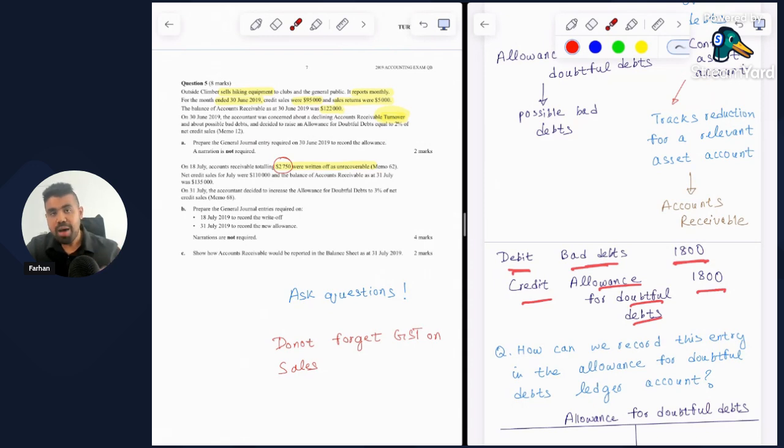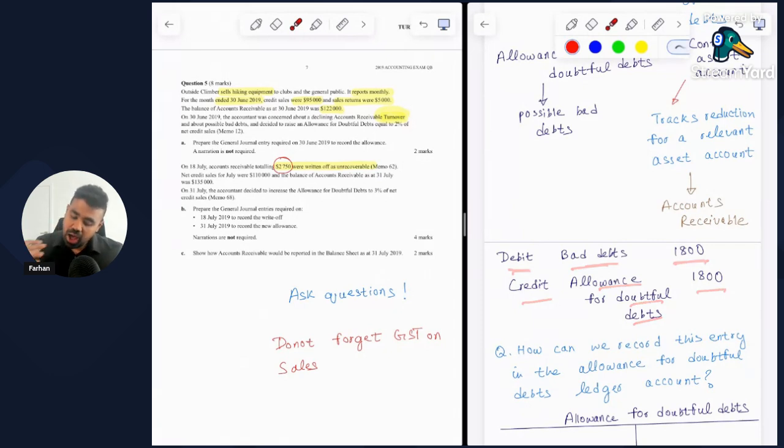So when we debit bad debts by $1,800, we're increasing the expenses of the business, which is what we're going to report in the income statement. And when we credit the allowance for doubtful debts by $1,800, we're increasing the contra asset account, which records the possible amount of debts that may go bad. This is called a contra asset account because it tracks the reduction in a relevant asset account, which is the account for accounts receivable. And these accounts receivable are those customers of the business to whom we sell items or goods on credit.